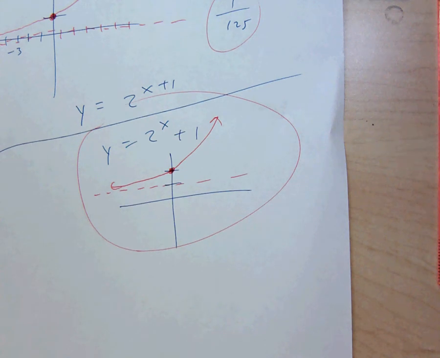What if I put a negative out front of one of these? Is that going to change the asymptote? No. But instead of rising from left to right, it's going to fall from left to right. Is that clear? Can you handle those now?